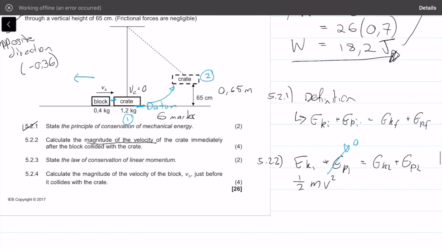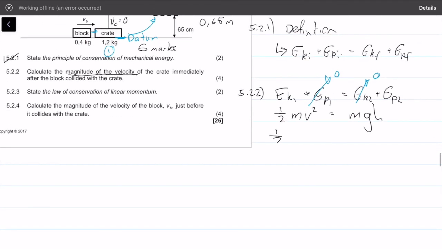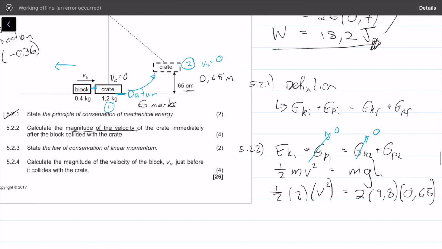At the top, the maximum height that it reaches is 65 centimeters above. So at this position, V2 is equal to 0, so EK2 is also equal to 0. So we have that equal to mgh. So we have a half times 2 times the velocity, which is what we're looking for, squared, is equal to the mass, which is 2, times 9.8, the gravitational constant, times the height it gets to, which is 0.65 meters. Don't forget to convert the centimeters to meters.